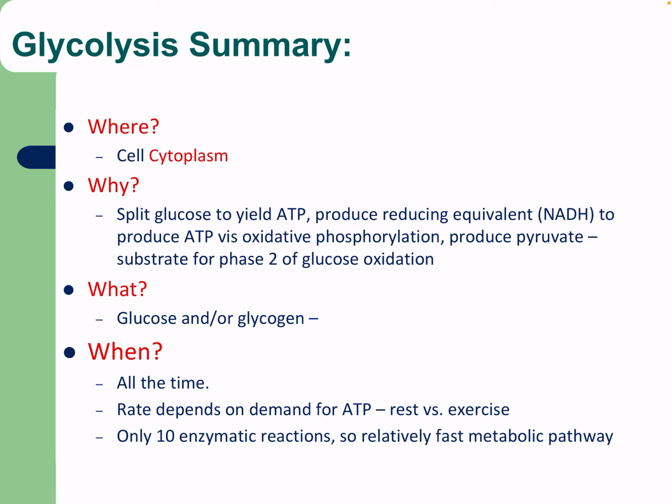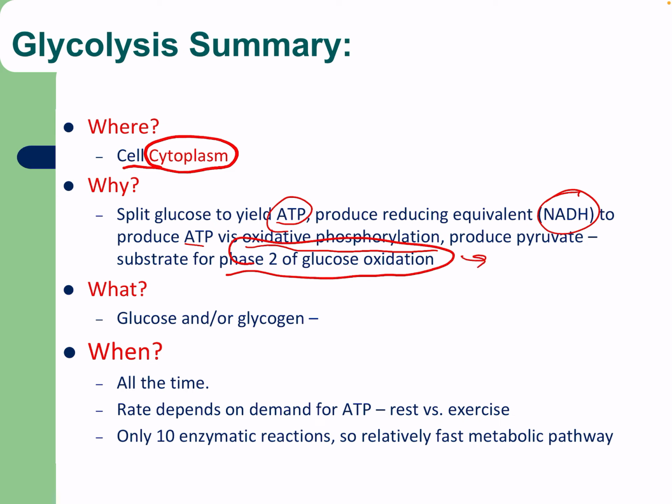So another summary. Where does glycolysis take place? It takes place in the cell cytoplasm. Why does glycolysis take place? Essentially, it splits glucose to yield ATP, to produce the reducing equivalent NADH, to produce ATP via oxidative phosphorylation, and to produce pyruvate, the substrate for phase 2 of glucose oxidation, which goes into our citric acid cycle.